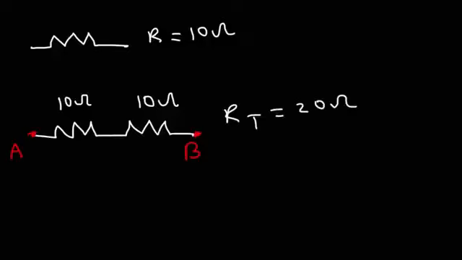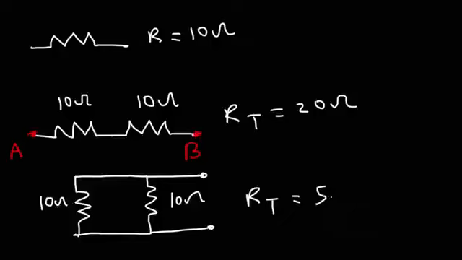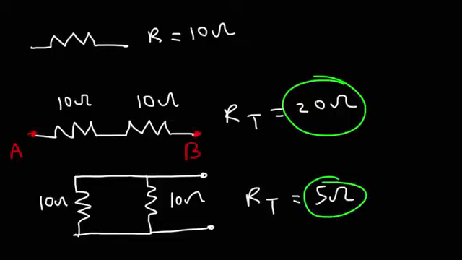Now, if we wish to decrease the resistance, we can connect the 2 resistors in parallel. Now, whenever you connect 2 resistors in parallel, if the 2 resistors have the same value, if they're identical, the total resistance of the 2 identical resistors will be half of their respective values. So it's going to be 5 ohms. So thus, if you want to increase the resistance, connect resistors in series. If you wish to decrease the resistance, connect them in parallel.